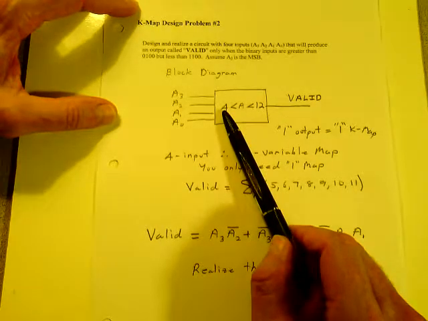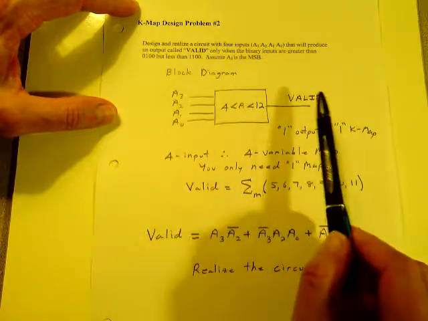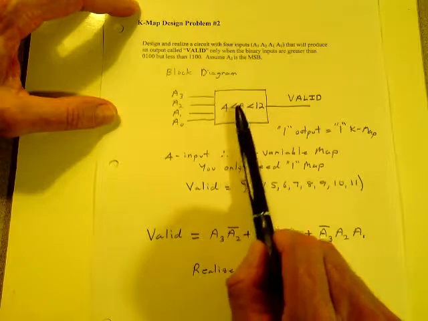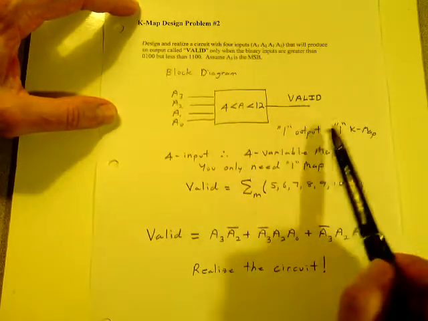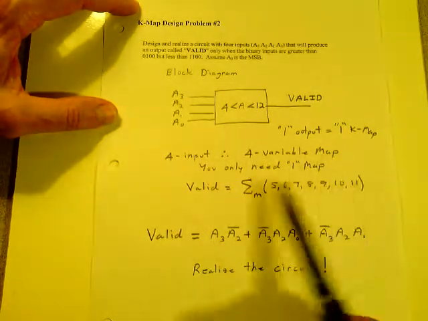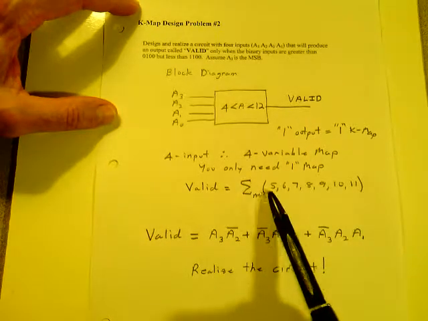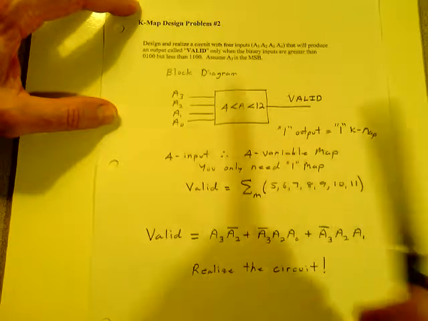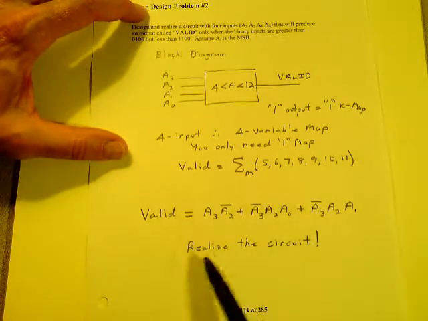Do your block diagrams. Remember, I give you credit for that. Show your inputs, show the number of inputs, show the number of outputs, and here I said 4 is less than A, which is less than 12. 1 output, therefore you need 1 K-map. 4 inputs, so you use a 4-variable map. Valid is equal to the sum of the minterms 5, 6, 7, 8, 9, 10, and 11. You get that from your truth table. This is the answer, and then you realize the circuit.